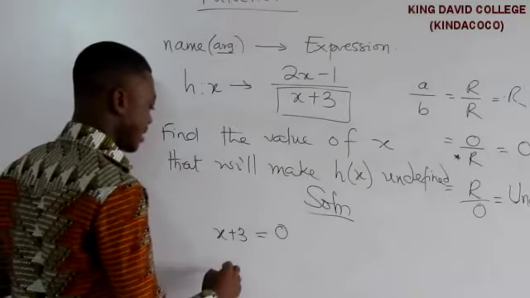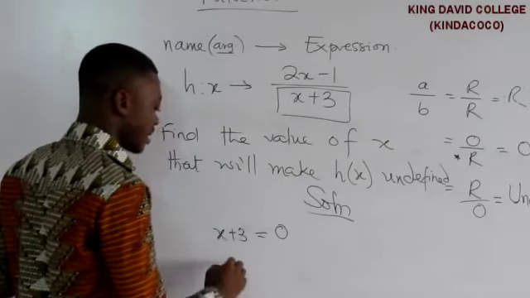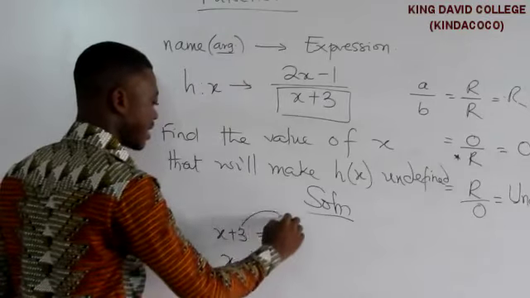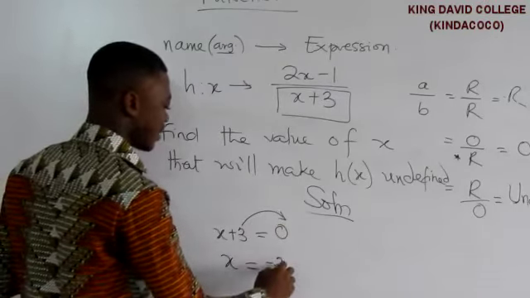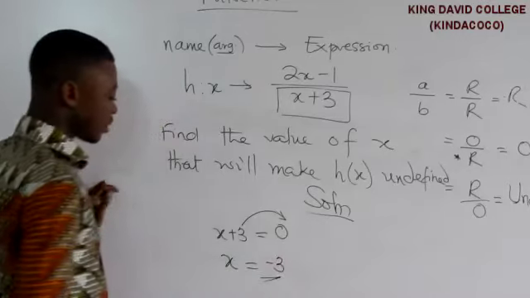Okay? So, you just do this. Do change of subject. So x here, you send the 3 to the other side. And this is going to be x is equal to what? Minus 3.